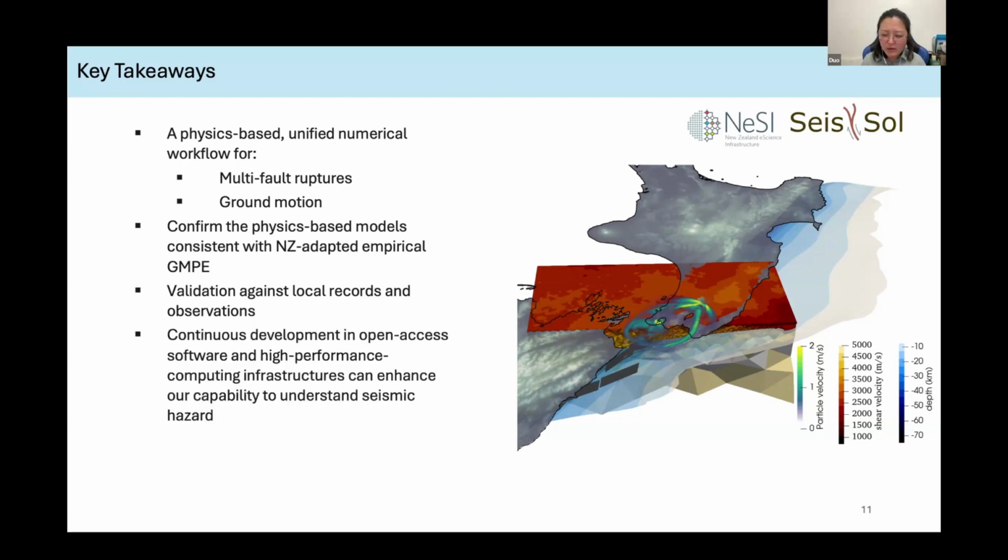And at the end, I want to acknowledge the continuous development in open access software and the high performance computing infrastructure is really important for seismic hazard, because that really enhances our capability to achieve a higher level of simulation for complex scenarios like New Zealand.